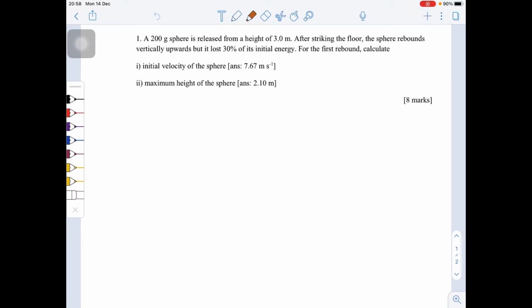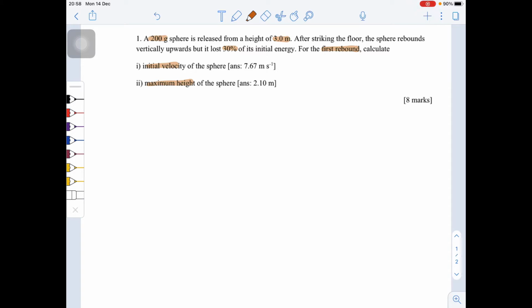Okay, let's read the question first. A 200-gram sphere is released from a height of 3 meter. After striking the floor, the sphere rebounds vertically upward but lost 30% of its initial energy. For the first rebound, calculate the initial velocity of the sphere and maximum height of the sphere.